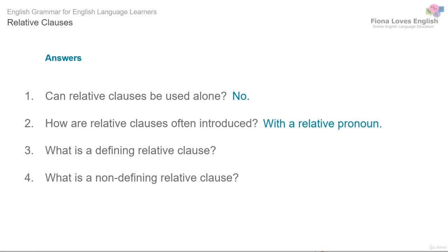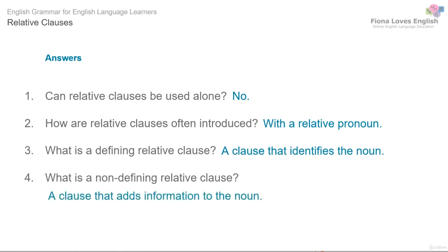Number 3 asked, what is a defining relative clause? And a defining relative clause is a clause that identifies the noun. It's essential to the understanding. And number 4 asked, what is a non-defining relative clause? And a non-defining relative clause is a clause that adds information, additional or extra information to the noun.